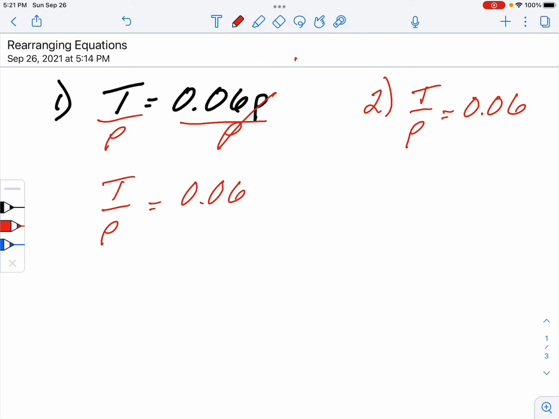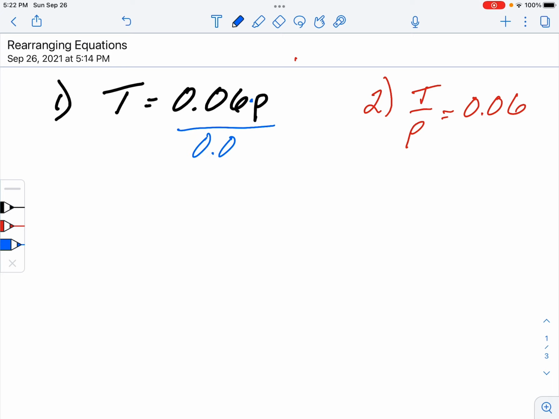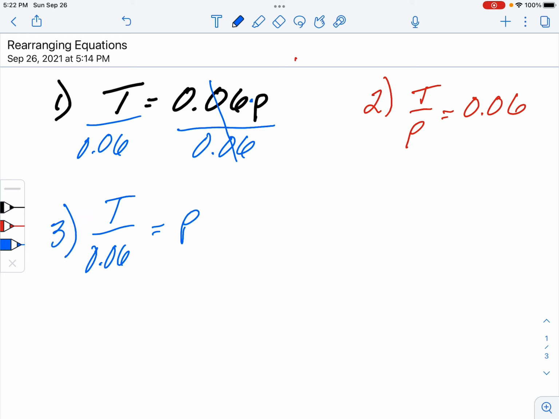Similarly, we could divide by 0.06. Because these two things are multiplied together, I can divide by either one of them and get a similar result. So in this case, I will divide by 0.06. Whatever I do to one side, I have to do to the other. Since 0.06 divided by 0.06 just turns into 1, it basically cancels out. We are left with t over 0.06 is equal to p. And so this would be the third way that we could write this same equation.